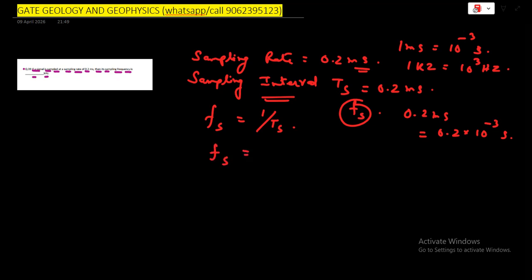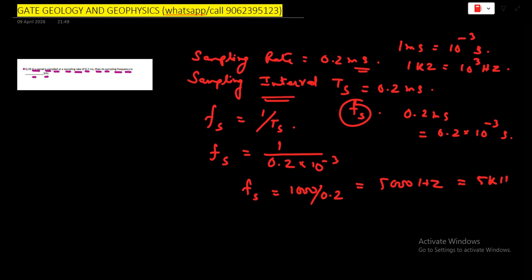So Fs will be equal to 1 by 0.2 into 10 to the power minus 3. So Fs will be what? 1000 by 0.2, that is 5000 hertz, right? But wait, look at the blank in the question. It asks for the answer in kilohertz. So to get kilohertz, we divide by 1000. So 5000 hertz is what? 5 kilohertz. So the answer is 5. If you wrote 5000, you just gave the examiner a free gift of your marks. So don't be that student, okay?